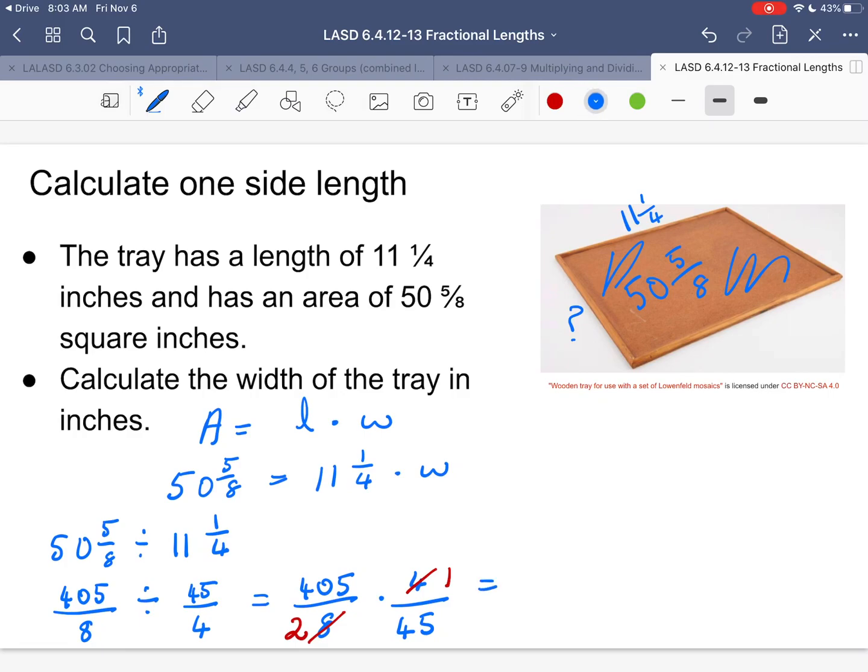And so I'll get 405 over 45, and I can divide both of these by 5. 81 over 9, because I divided both by 5. And I can further simplify by dividing 81 by 9 and getting 3. So the width of the tray is 3 inches.